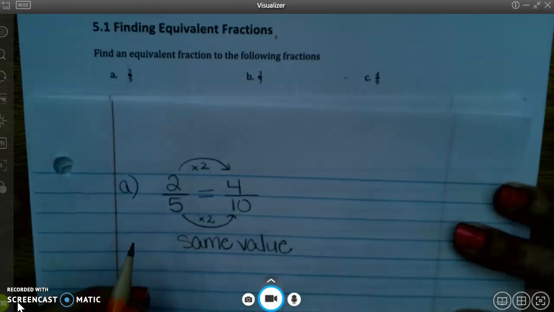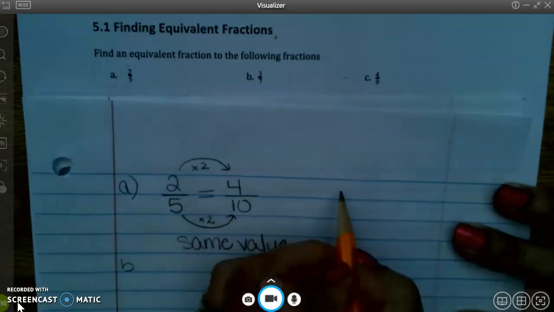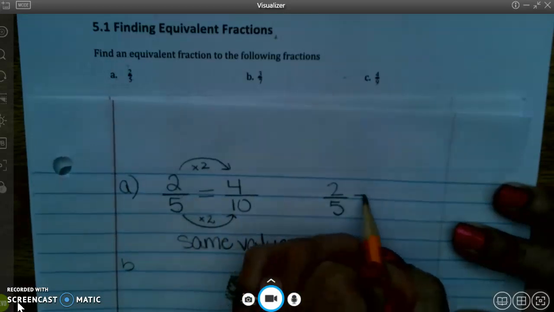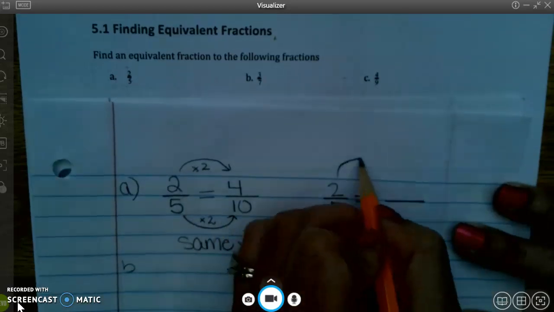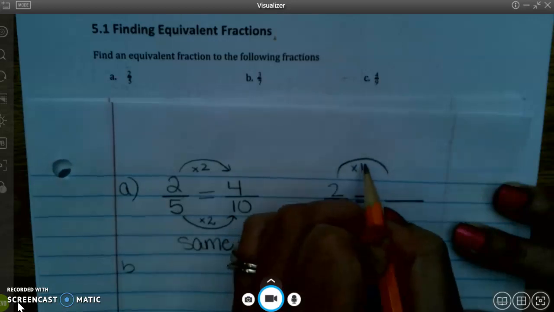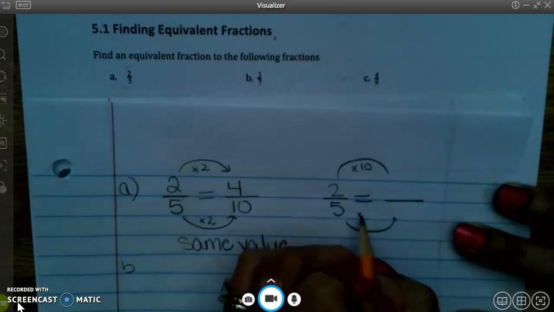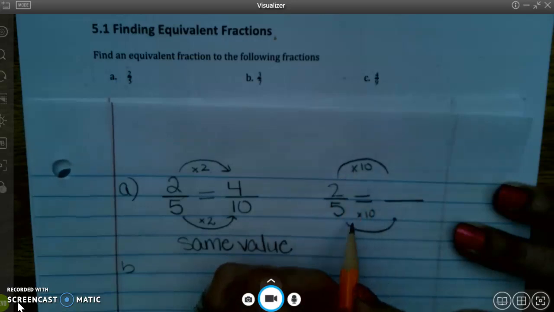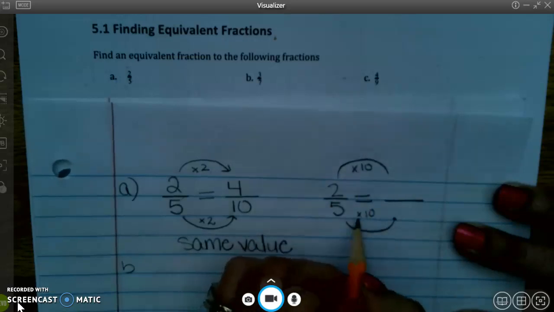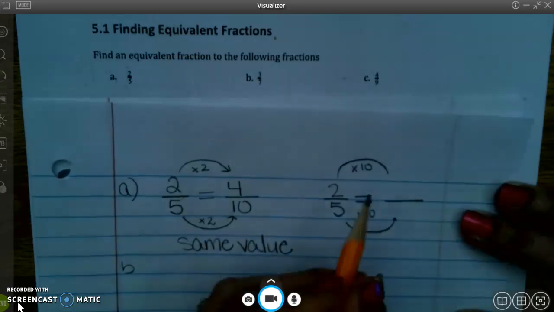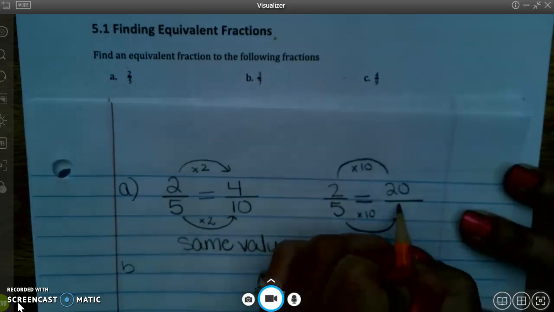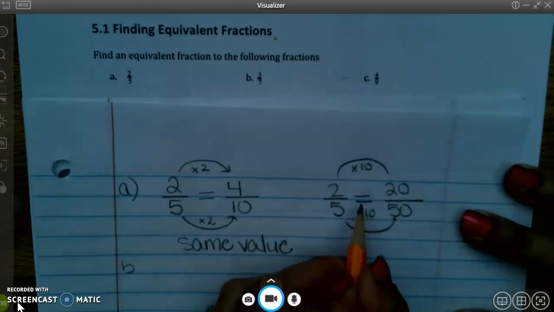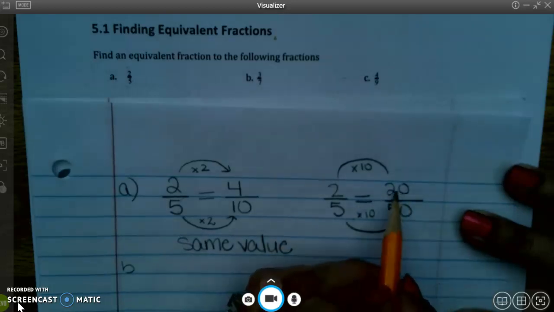For the next couple of slides, you're going to write your own equivalent fractions. I could have written another equivalent fraction, but instead of multiplying by 2, I could have multiplied by 10. As long as I multiply the numerator and the denominator by the same number, then I will write an equivalent fraction. So 2 times 10 is 20. 5 times 10 is 50. So 2/5 has the exact same value as 20/50.